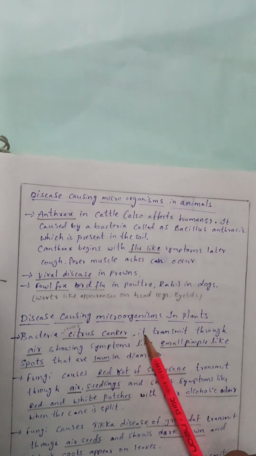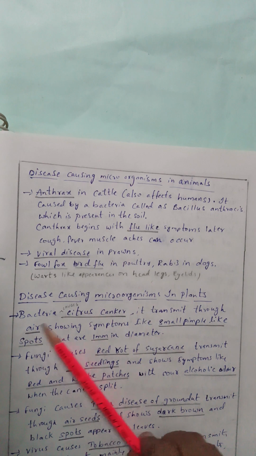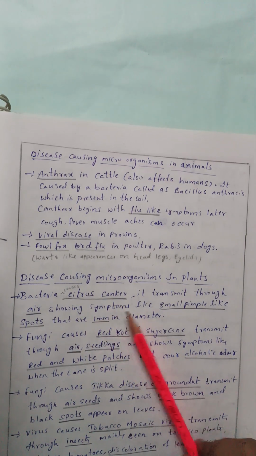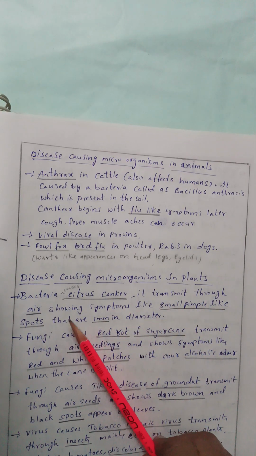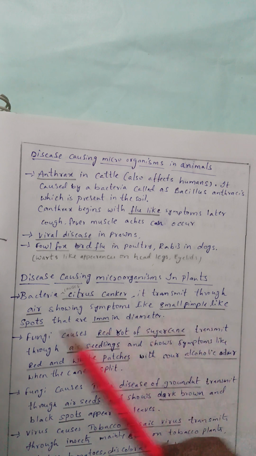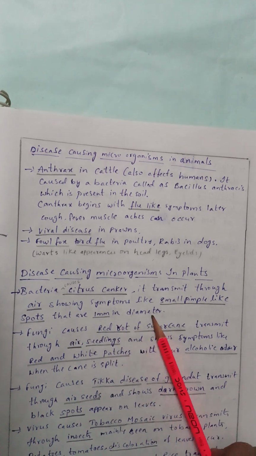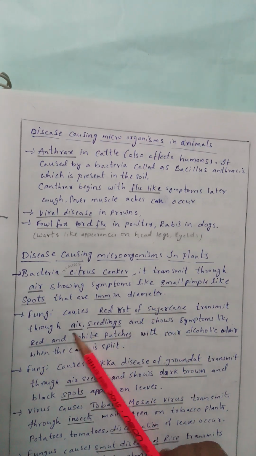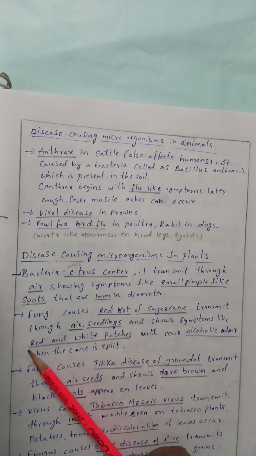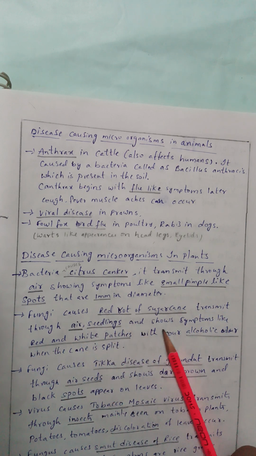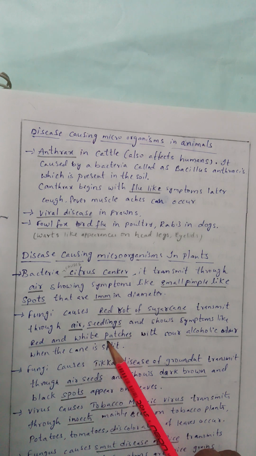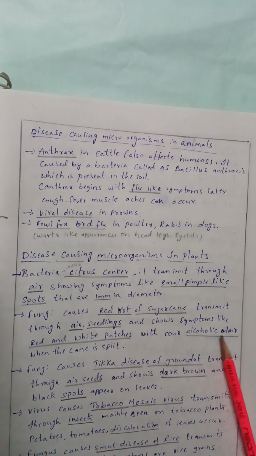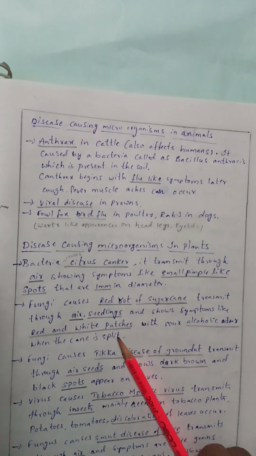Disease causing microorganisms in plants. Bacteria cause citrus canker. It transmits through air, showing symptoms like small pimple-like spots that are 1 mm in diameter. Fungi cause red rot of sugarcane, which transmits through air and seedlings and shows symptoms like red and white patches with a sour alcoholic odor when the cane is split.